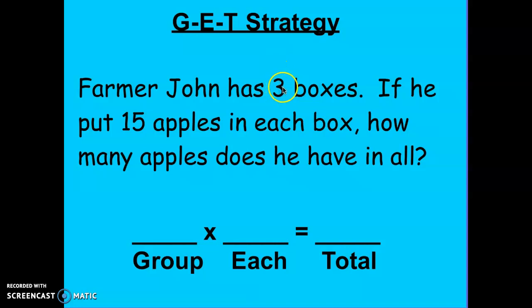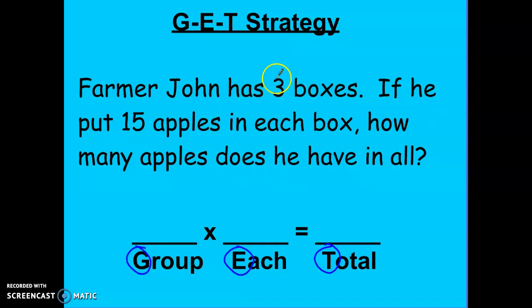GET strategy. It is called GET because it stands for group, each, and total. Here's an example. Farmer John has 3 boxes. If he put 15 apples in each box, how many apples does he have in all?